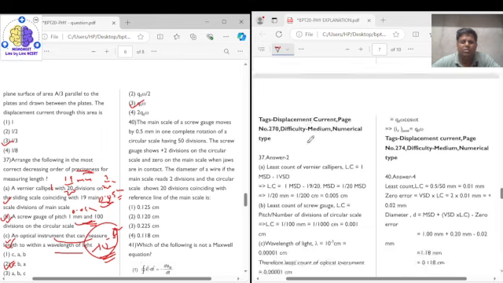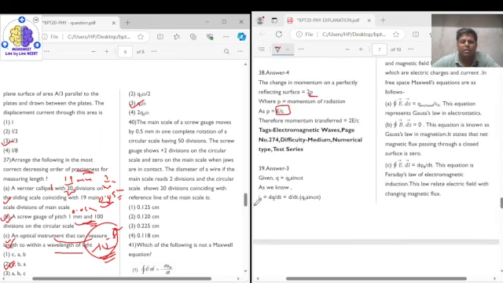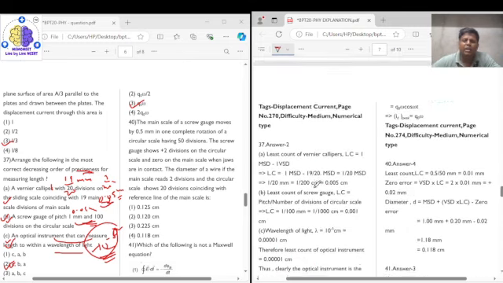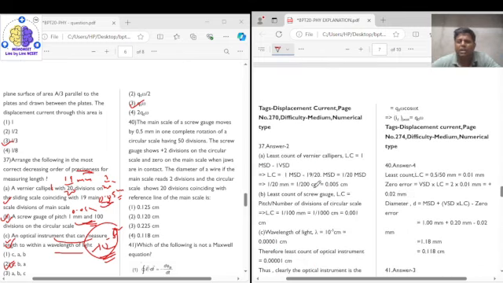See, in a capacitor, the displacement current is proportional to dq by dt, right? So simply we have q as q naught sin omega t. Differentiate q naught sin omega t with respect to t, you will get q naught omega cos omega t. And they are asking for the peak value, so q naught omega is the peak value, which is option 3 in question number 39.